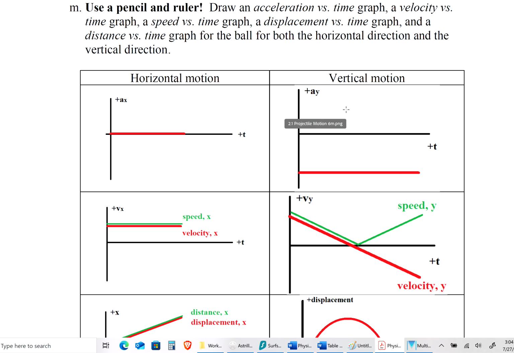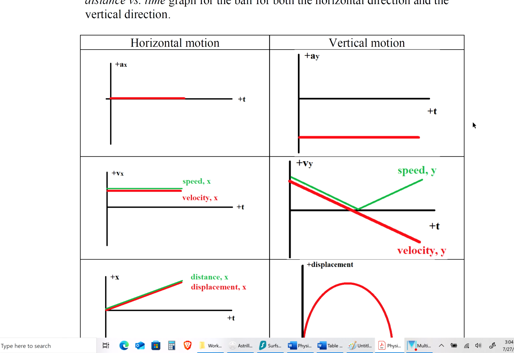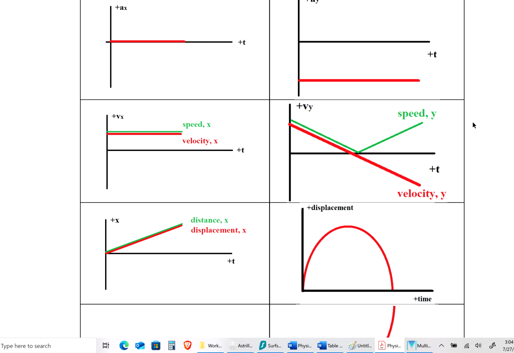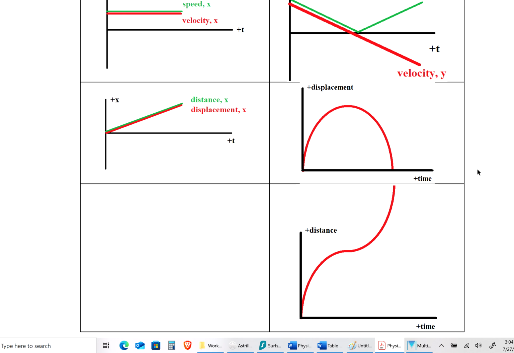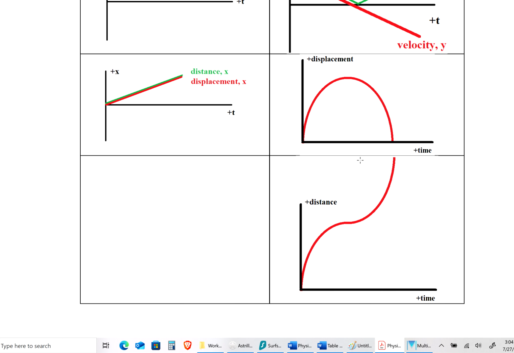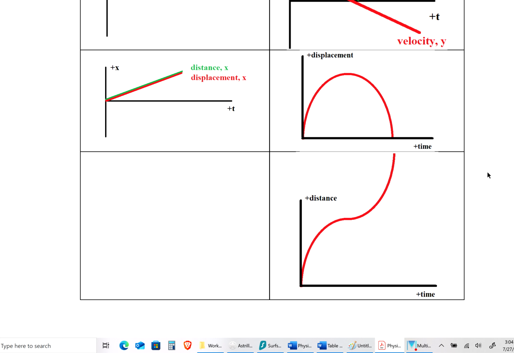Let's look at vertical motion. A sub y, it's going to be negative 9.81. V sub y, remember, it's thrown at an angle above the horizontal. So the velocity is positive, then it becomes 0, then it's negative when it starts going down. You know, speed is always positive. Displacement looks like this, and distance looks like this.